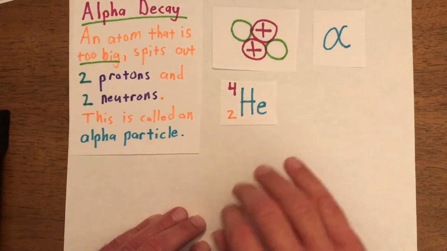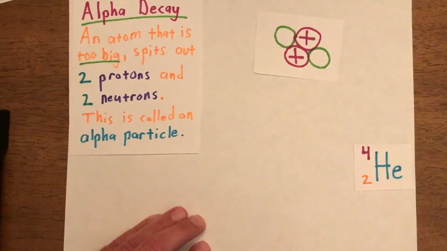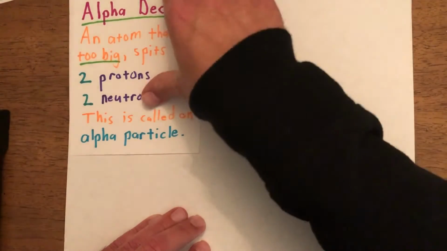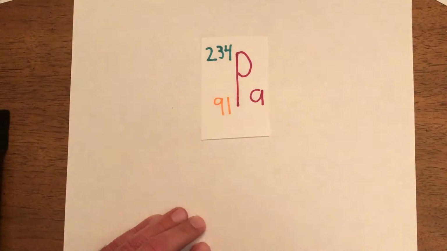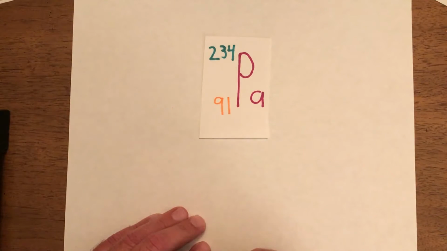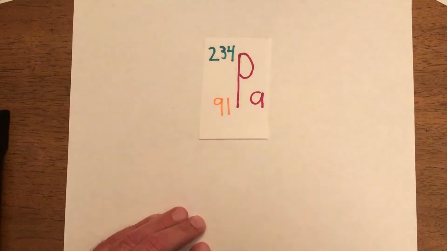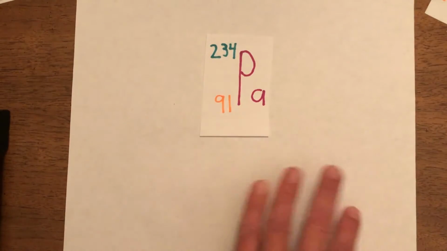So let's talk about a few different ways that we can get alpha particle reactions. Let me clear this out of here. So let's bring up an example here. Let's say we have this chemical symbol here. So this is protactinium here. And we have this number down here, 91, and this number up here, 234.